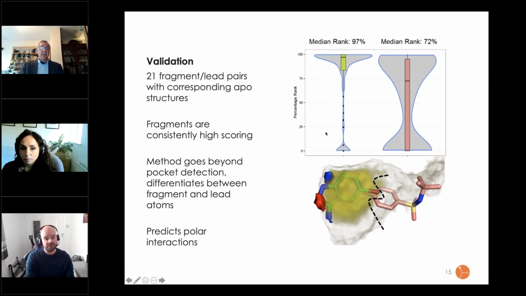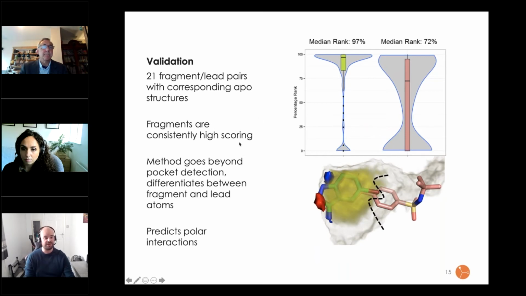And what these violin plots are showing is, if you look at the atom scores of the fragments, how do they compare to the rest of the grids? Because it's not enough that the fragments have a high score, they have to be high scoring compared to everything else. It's not going to be predictive if there's high propensity everywhere. And for the fragments, it was quite consistent, the median percentage rank was 97%.